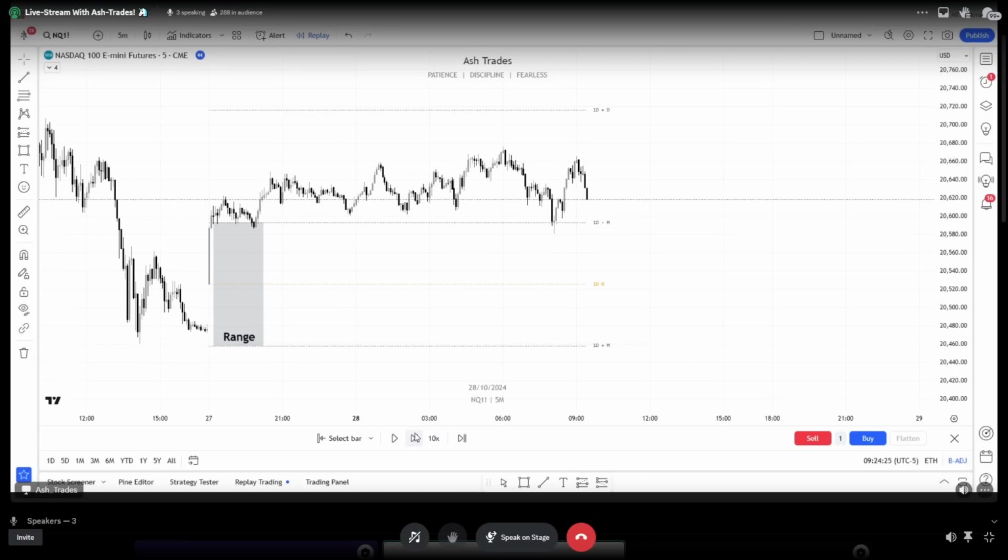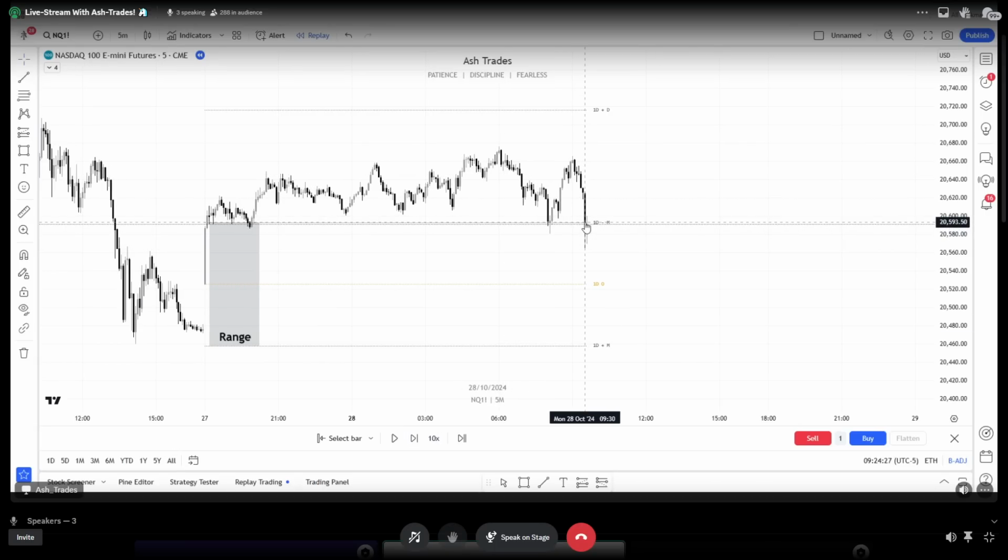Let's walk through it here. Notice the time, right? Again, time being the most important element to my model. Here's 9:30. Look at what happens at 9:30. We enter back into the range. So now step two has occurred. We have, in fact, manipulated the top side of the range. Now that we've entered back into the range, the next step would be to target the opposite side of the range.